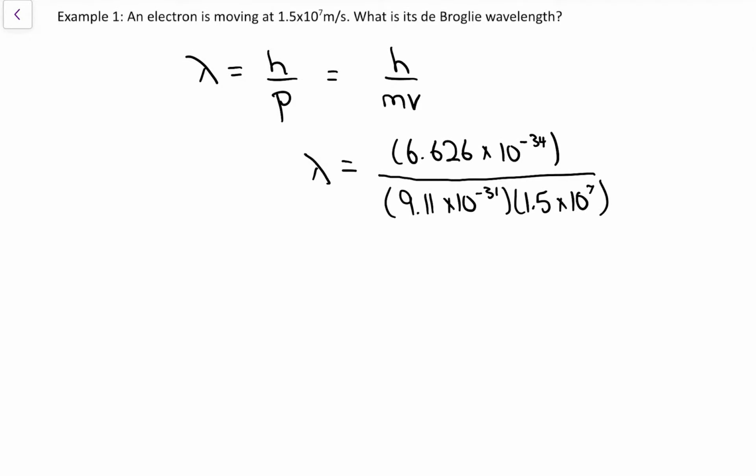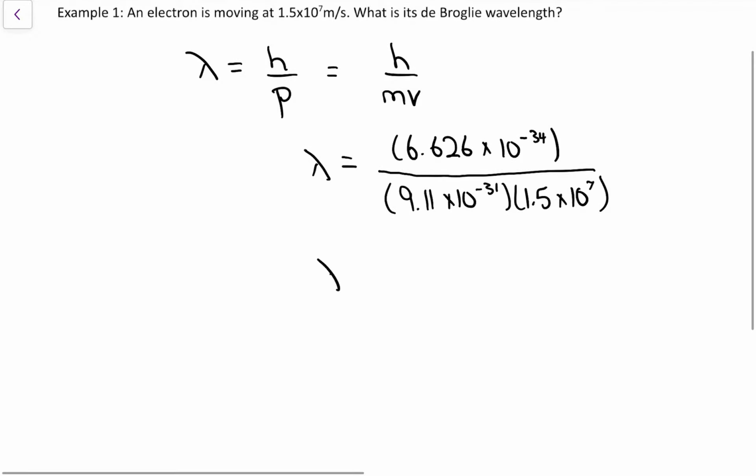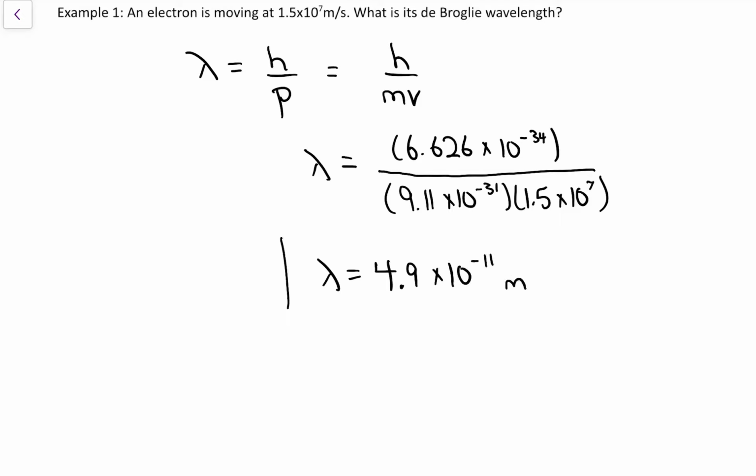When I crunch out the math on this, I get a de Broglie wavelength of 4.9 times 10 to the negative 11 meters. That at first glance is a crazy small number, but compared to the size and scope of the universe where an electron would interact, that's not crazy small. That's like a normal size. Electrons are crazy, crazy small. That's a crazy, crazy small distance.